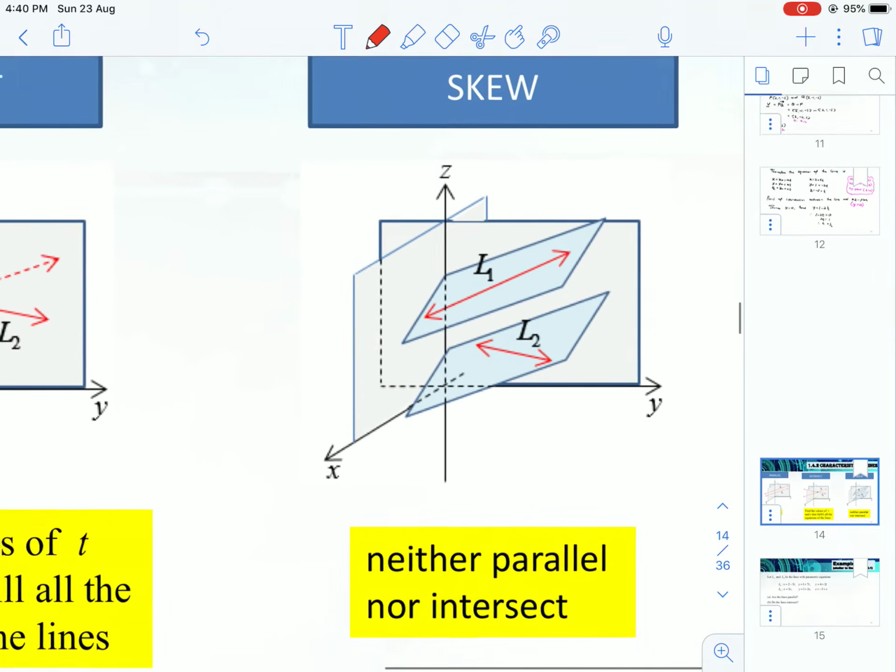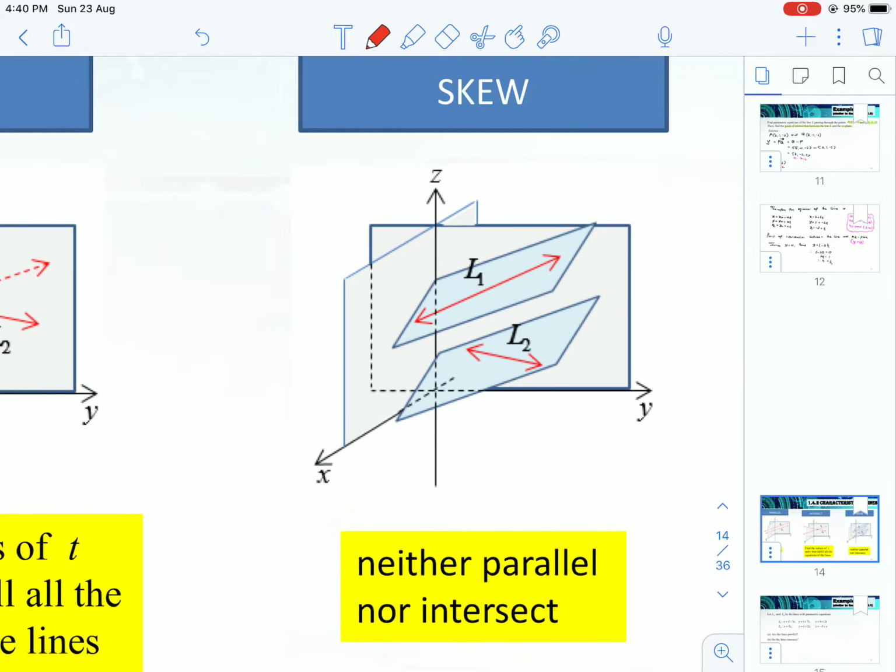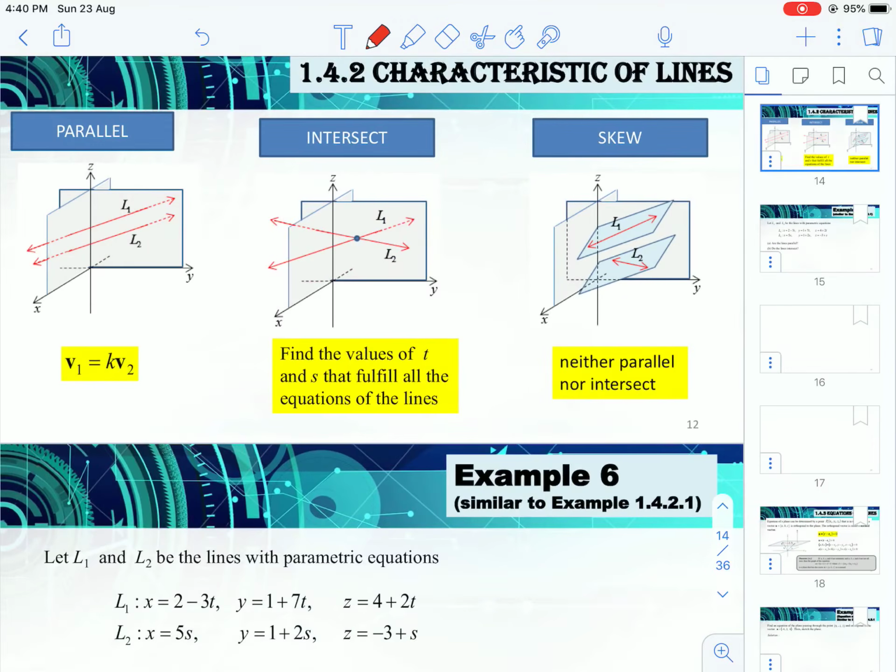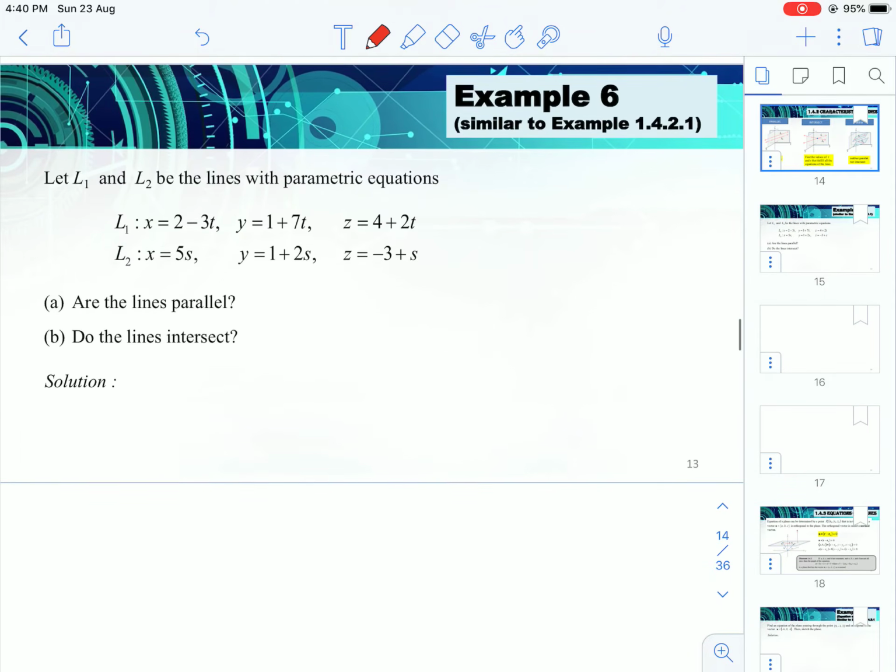And this is how skew lines look like. Skew lines means they are not parallel and do not intersect. So let's take a look at example 6.